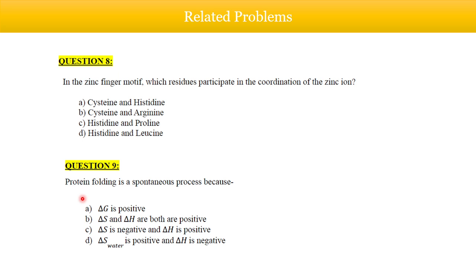Protein folding is a spontaneous process. Why is protein folding a spontaneous process? Delta G is positive; delta S and delta H are both positive; delta S is negative and delta H is positive; delta S water is positive and delta H is negative. What is the criteria for a reaction or an entire process to be spontaneous? What is the criteria?